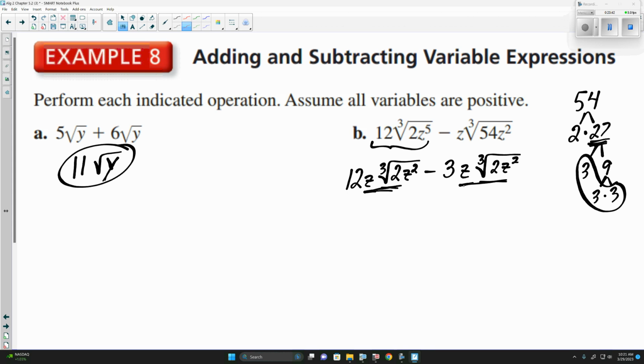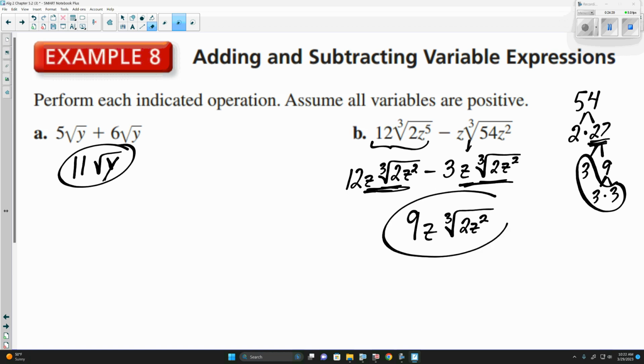Yeah. I'm pretty sure I knew what you did. Now for this here, the variables outside the radical and our radical all need to be the same for both. Because we can consider this as a single type of term, making them be the same. Now if this had been y instead of z, we're done. We can't actually add or subtract them. Yep. So 12 minus 3 is 9. Z cubed roots of 2z squared. Yes.